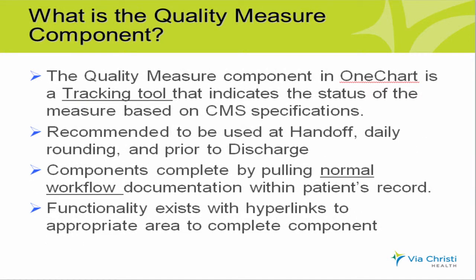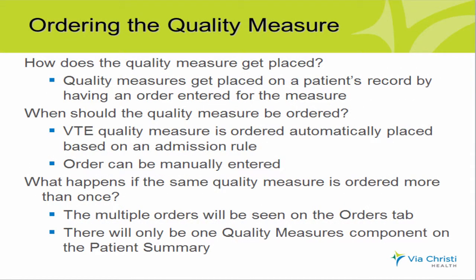The quality measure component in OneChart is a tracking tool that indicates when the quality measures are met or not met based on CMS specifications. It is recommended to be reviewed at shift handoff, daily rounding, and prior to discharge. The components will complete by pulling normal workflow documentation within the patient's record. However, there is functionality within the components to use hyperlinks that will link to the appropriate area to complete the measure. You might wonder, how do the quality measures get placed and when to order them?